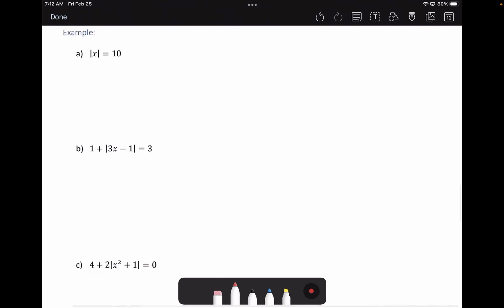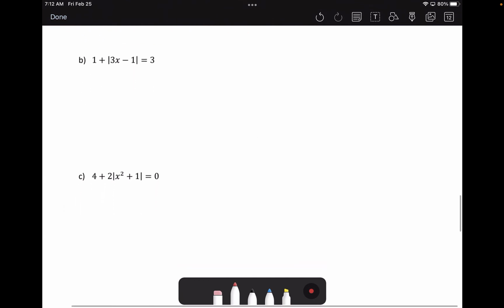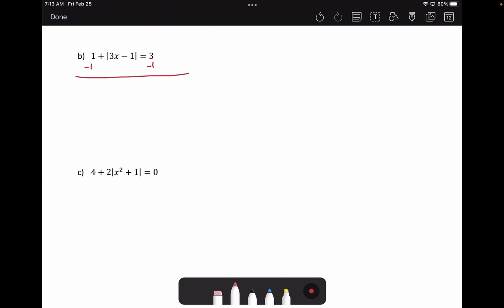In our first example, notice the absolute value has already been isolated. So we're simply going to do x equals -10 and x equals +10, and we are done. In the next example, we first need to isolate the absolute value. So first we need to subtract 1. Absolute value of 3x minus 1 is equal to 2.